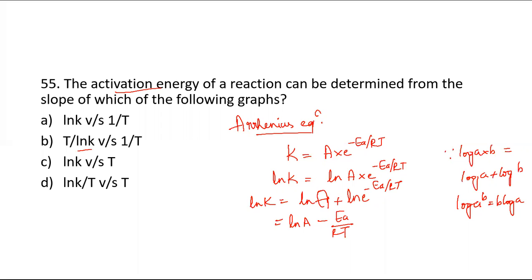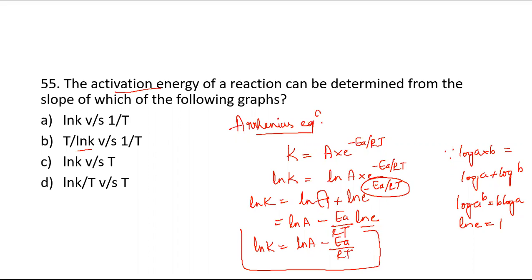What is in the power has to be written in front, then log A. In the same way, B is nothing but this minus Ea by RT, then ln e. ln e value is nothing but a constant, that is 1. Therefore, ln k is equal to ln A minus Ea by RT. Okay. Now, if we plot a graph, we will get ln k versus 1 by T, since T is in the denominator. Therefore, option A is correct.